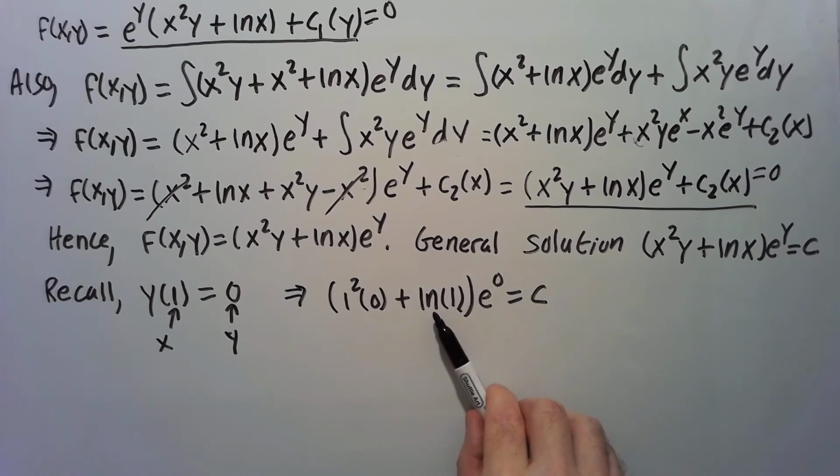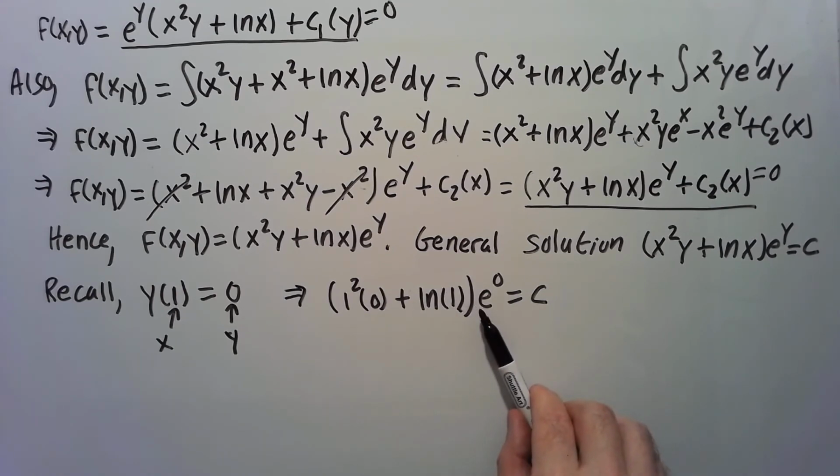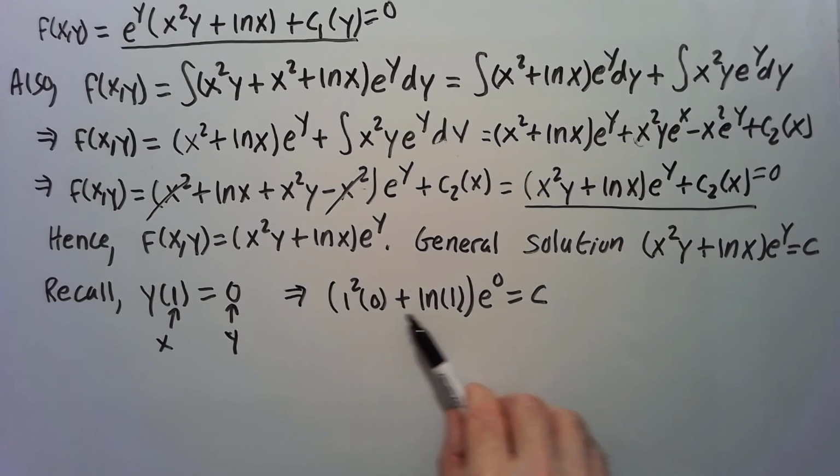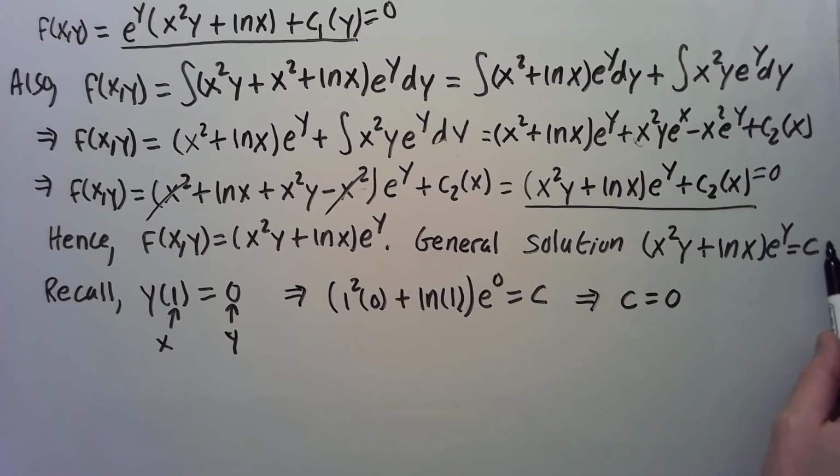ln of 1 is 0. At 0, e to the 0 is 1. So it looks like c is going to be 0 then. So hence c is 0. So c is 0. Let's put 0 in place of the c in the general solution over here. And then we can try and solve for y.